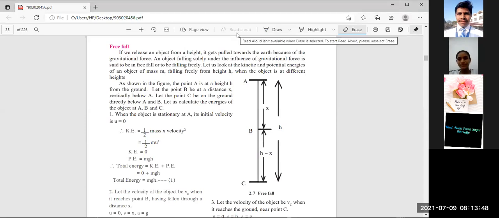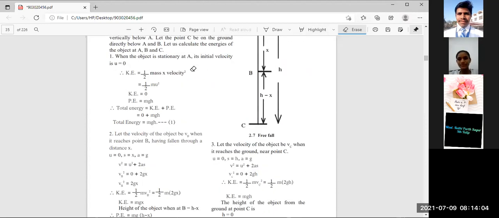Prove that the kinetic energy of a freely falling object. So kinetic energy means free fall. Directly we have to take care from a height. Free fall means from a height, that object will fall downward. It will be released, then only we will get it.